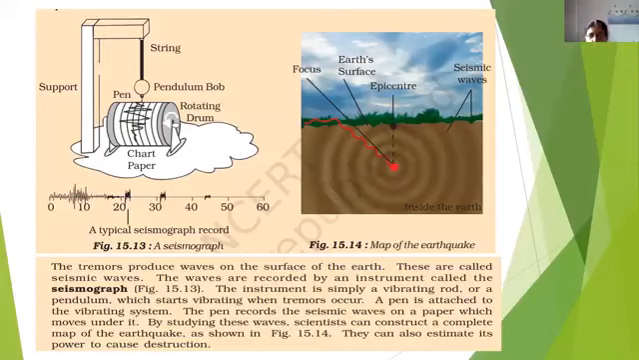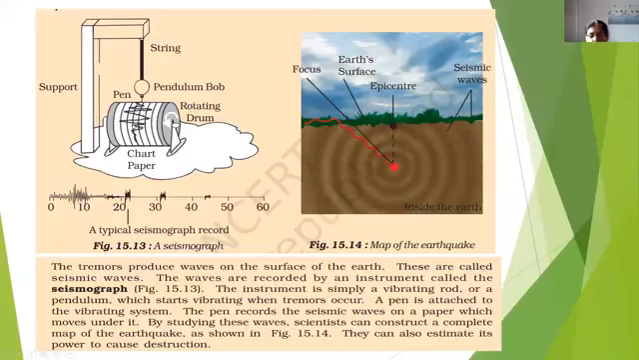By seismograph. Isn't it? During an earthquake or tremor, it produces waves on the surface of the earth, and these waves are called seismic waves, and these waves are recorded by an instrument called seismograph. So what is seismograph? It is an instrument used to find out the strength of the earthquake, that is by the waves, by the graph. The instrument is nothing but simply a vibrating rod, which is otherwise called a pendulum.